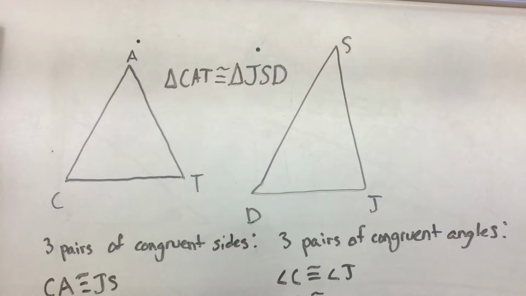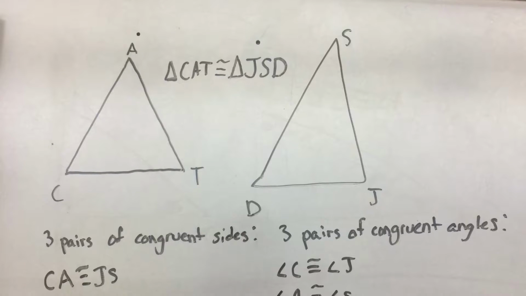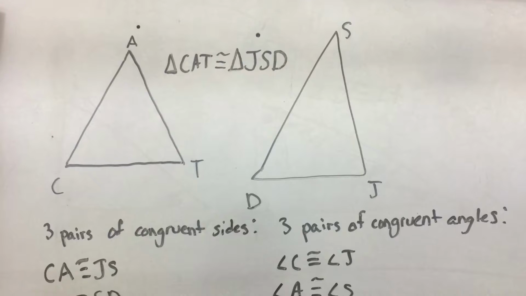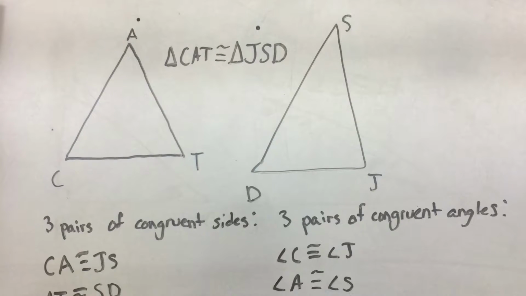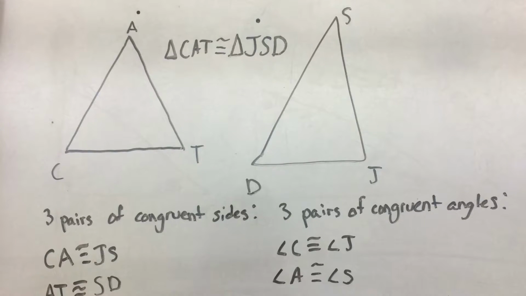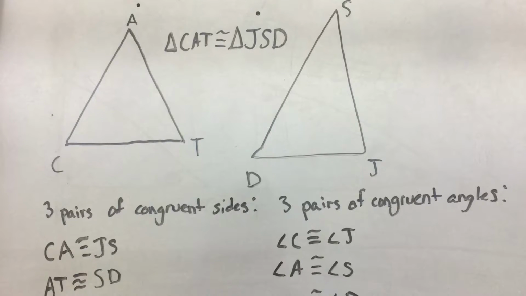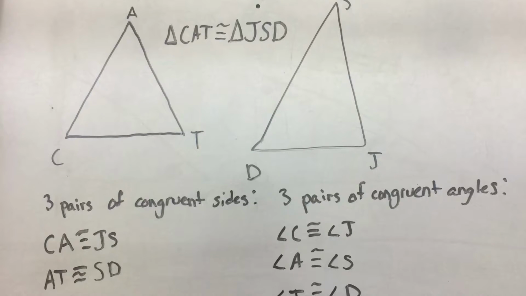How about we practice a little bit? In this problem, triangle CAT is congruent to triangle JSD. In this problem, it is important to keep track of what angles correspond with each other and what sides correspond with each other. We can find both by using the information they gave us, which is that triangle CAT is equal to triangle JSD.